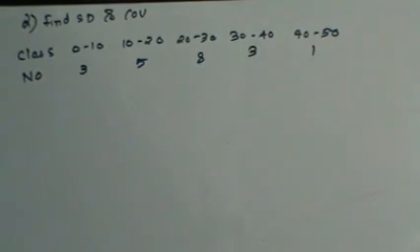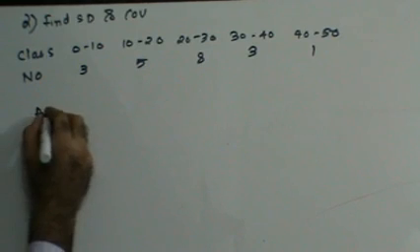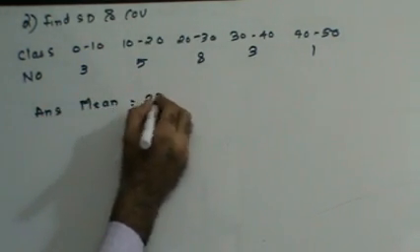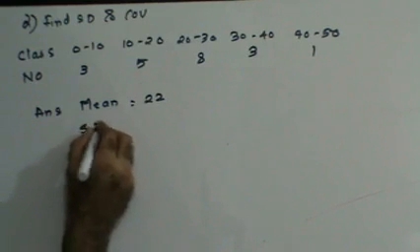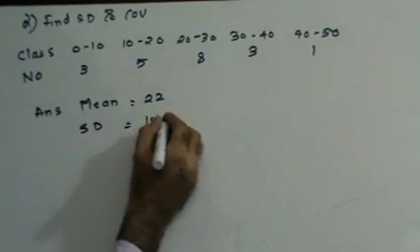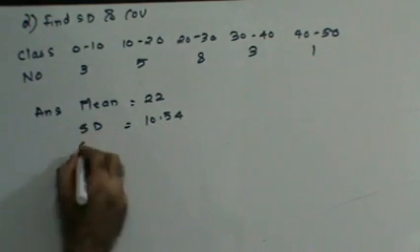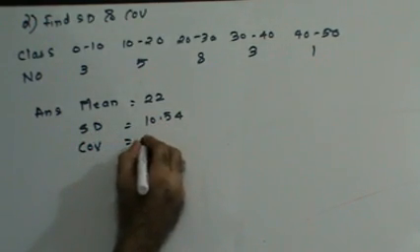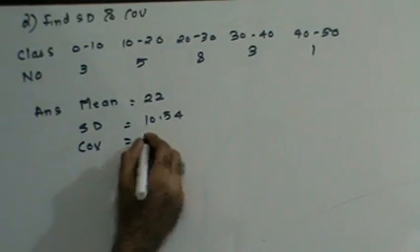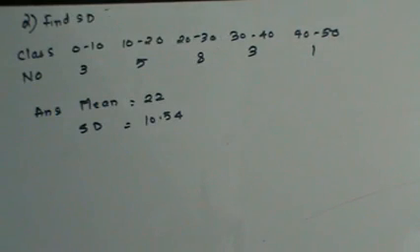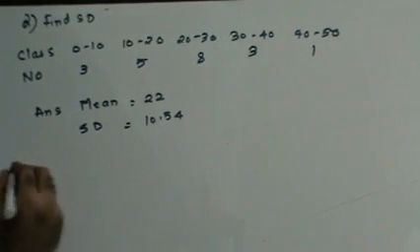Exactly like the previous sum you have to do. The method is given to you. You should be able to calculate this. The answer you should get is mean as 22, and standard deviation as 10.54. There is no coefficient of variation in this. You have to only find out standard deviation for this sum. Fine. Let's give you another sum.